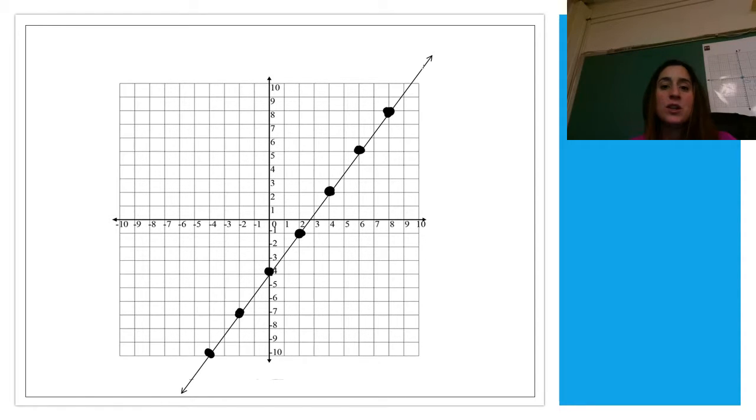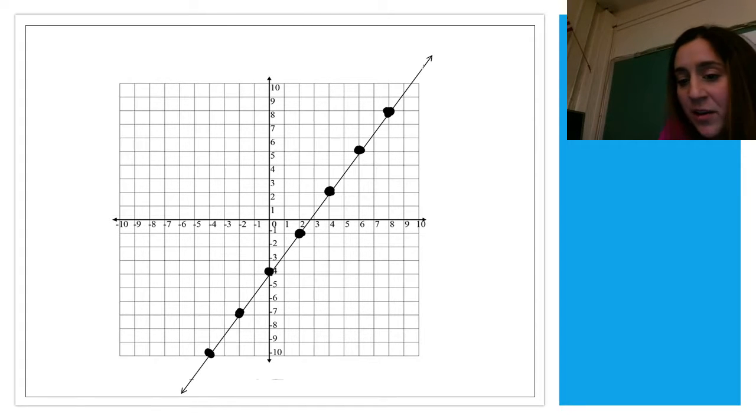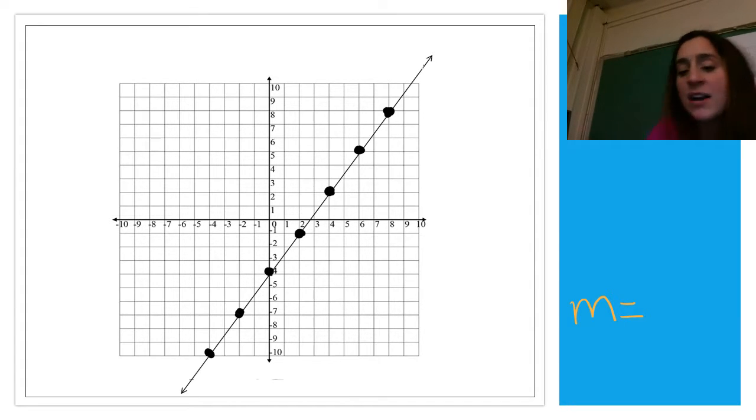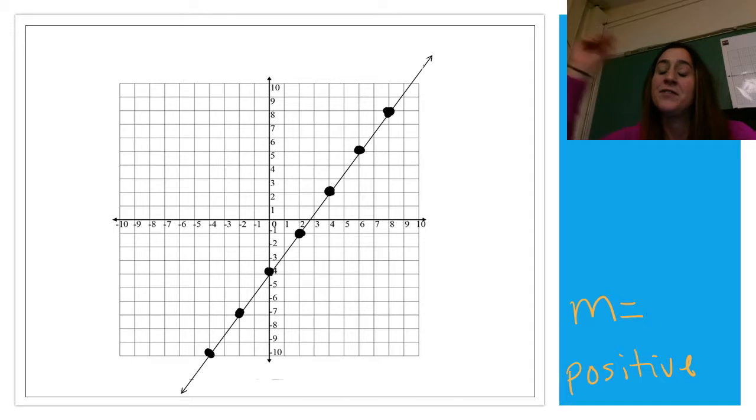Alright, hey everyone. So what we're going to do today is find the slope from a graph. I know that I can use the letter M to represent my slope, so I'm going to put M equals. Also, I know that my slope is going to be positive because, as you can see, it's going upward, in a positive direction. So I know I have a positive slope.